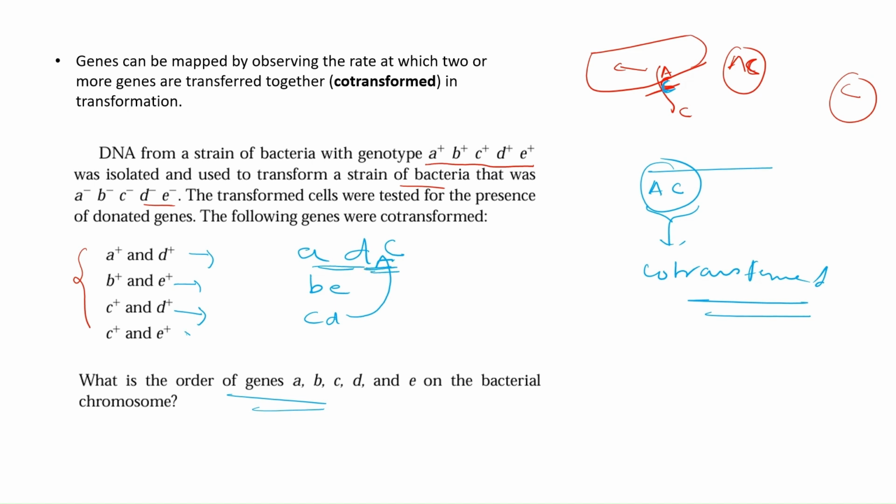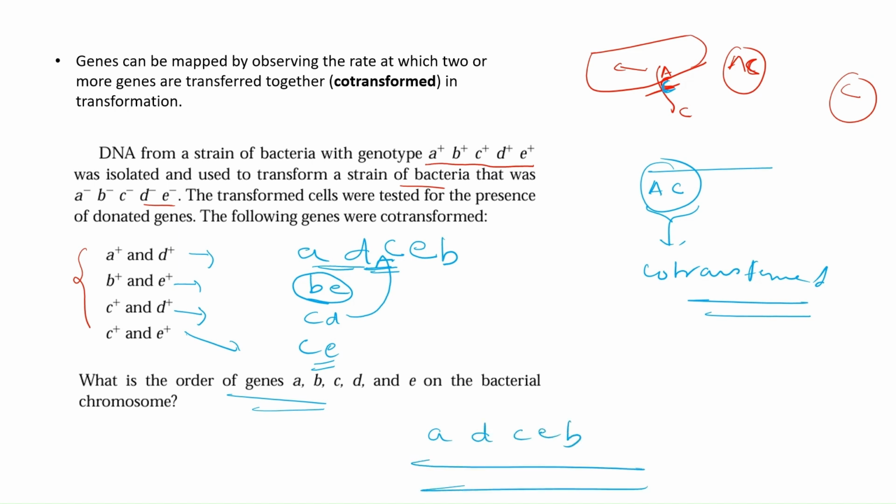Clear? Then C and E. So on one side of C, D is already present. So definitely when C is getting transferred with E, that means on the other side of C, E is present. Now here with E, B is getting transferred, so that means after E, B is present in close vicinity with E. So what is the order of the genes? A, D, C, E and B.